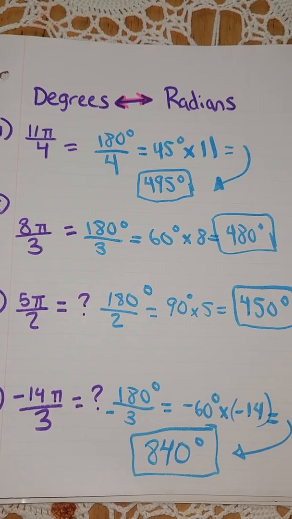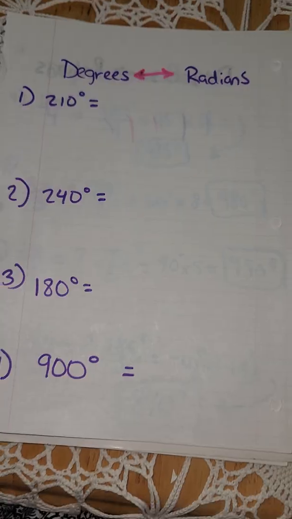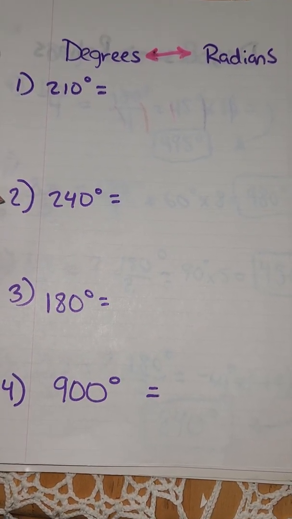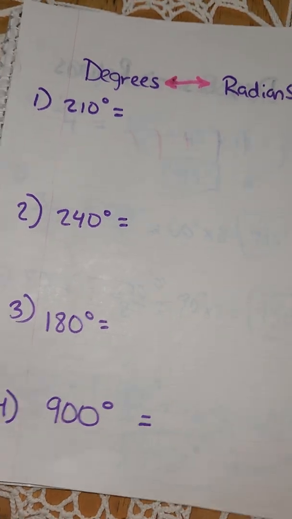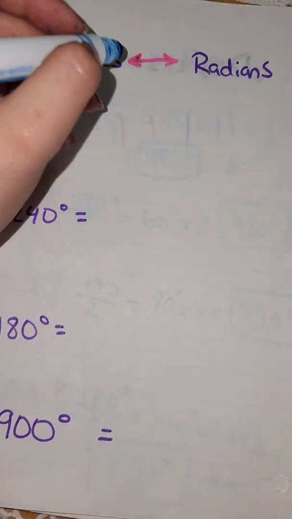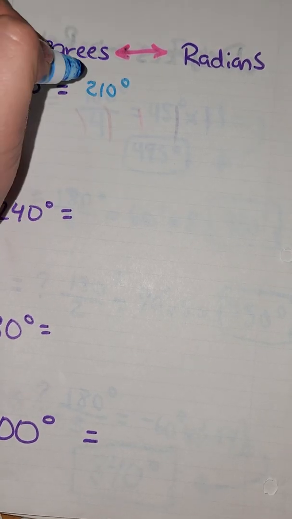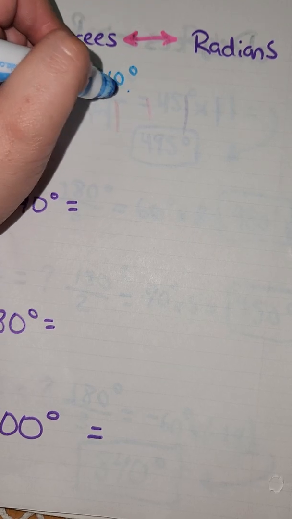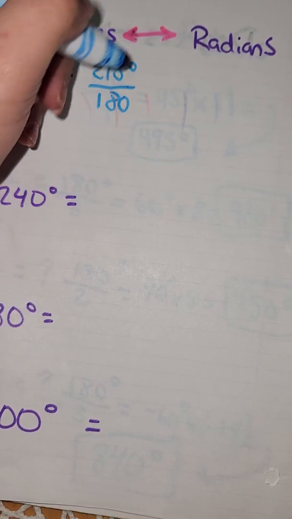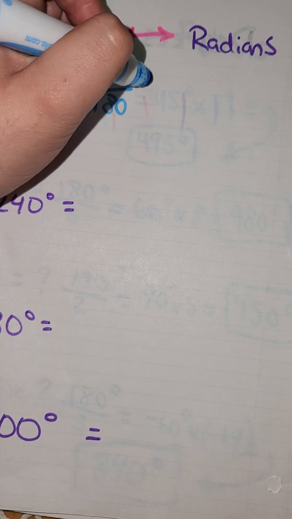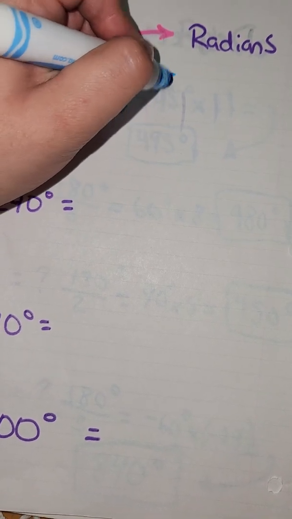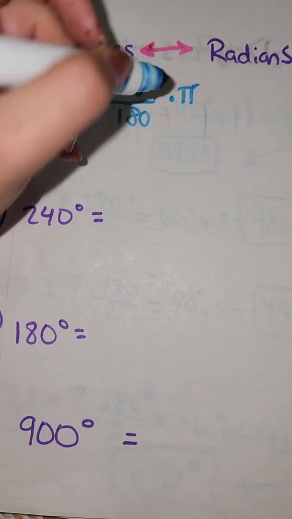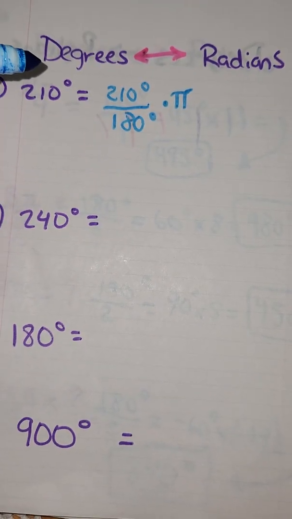Now let's continue with some other problems, and I'll let you guys go. Now we're going to convert degrees to radians, and how I do that is real simple. I put 210 degrees as the numerator, and I divide it by 180. And I times it times the pi. And then I reduce 210 degrees over 180 degrees.